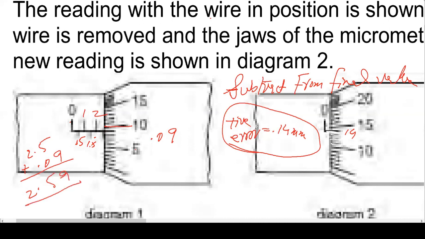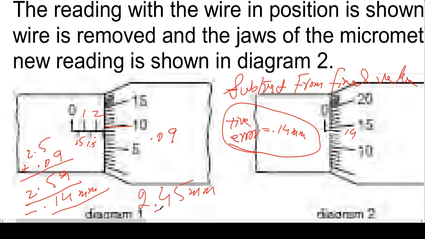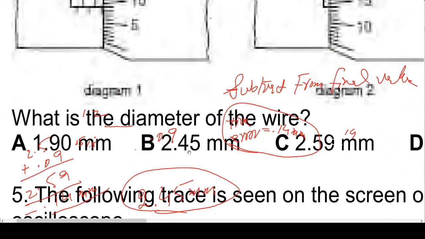And we already have positive error, so we will subtract 0.14 millimeter. So it will be equal to 2.45 millimeter, which is the final and correct answer. Is there any 2.45? Yes, 2.45. So this is the correct option.